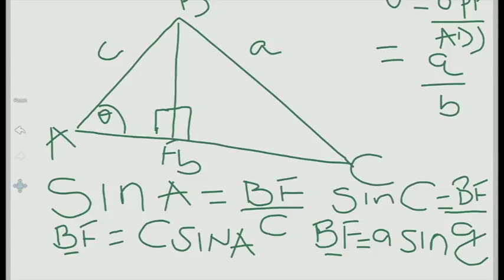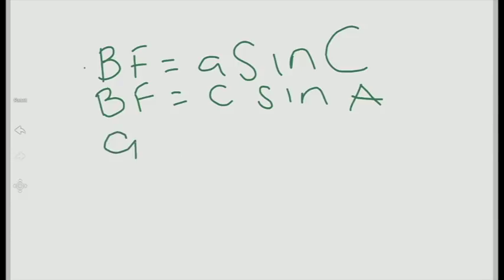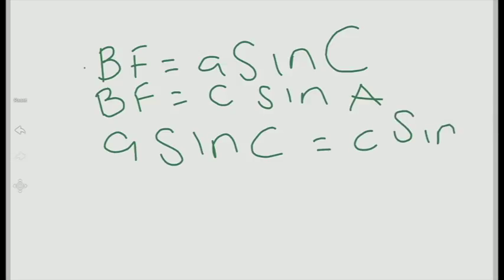Now we equate this to BF. We have BF is equals to C sine A, BF is equals to A sine C. Now we can eliminate BF on both, because if this is equals to BF and the second one is equals to BF, that simply means that A sine C is equals to C sine A.